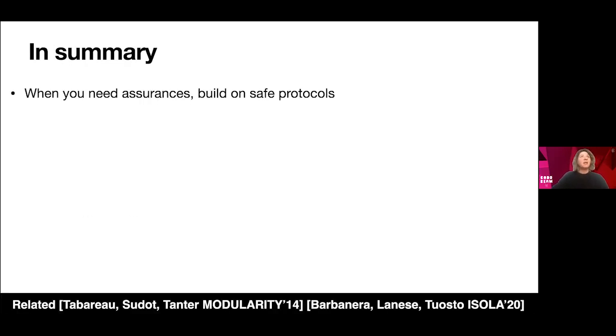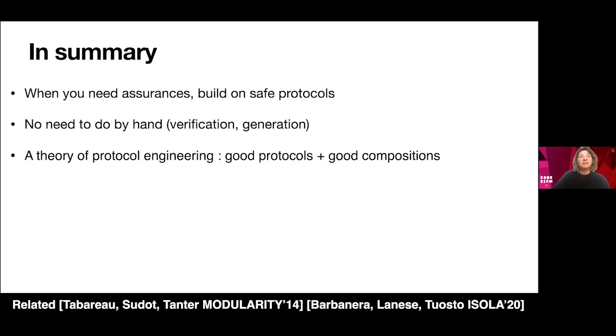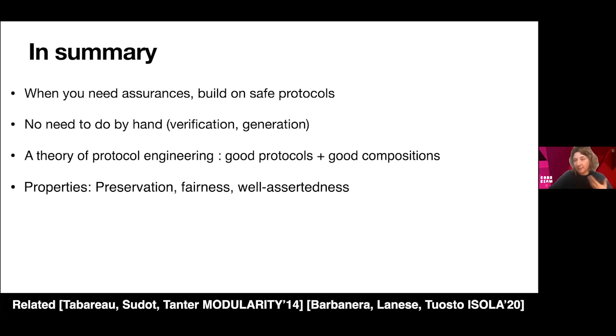So in summary, when you need assurances, we advise you to use safe protocols. And you don't have to do it by hand, but you can use theories built into tools for generation of code and verification. I presented a theory of protocol engineering that enhances the notion of what's a good protocol with what's a good composition of protocols. We focused on 3 properties: preservation, fairness, and well-assertedness that are guaranteed by composition. And Laura will show you now a tool that supports re-engineering and code reuse.